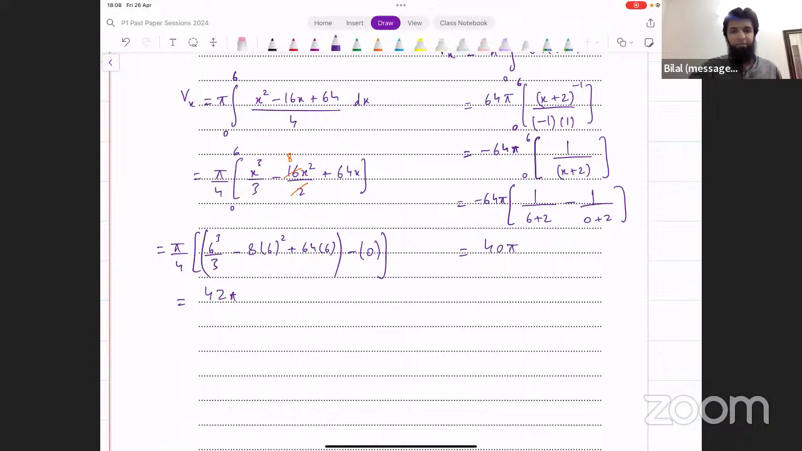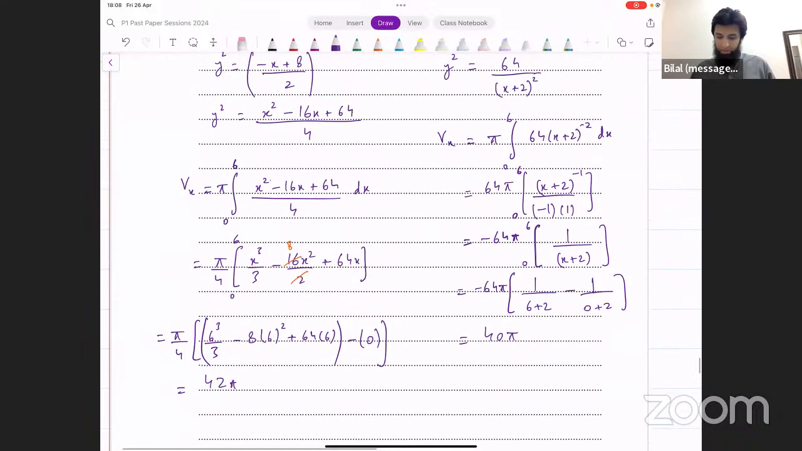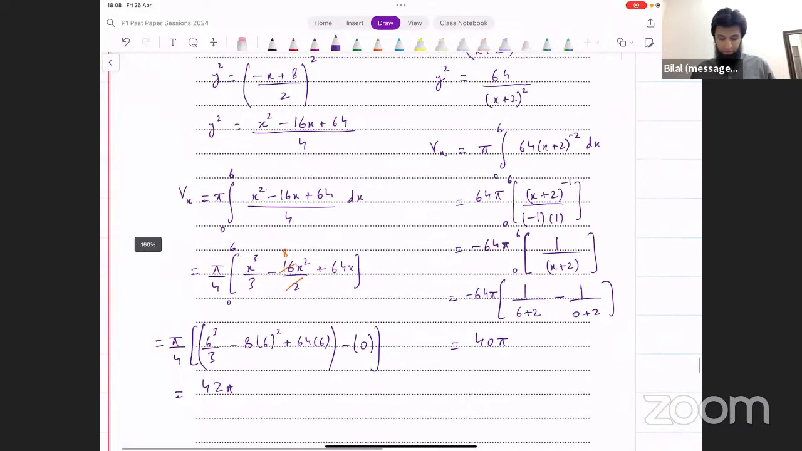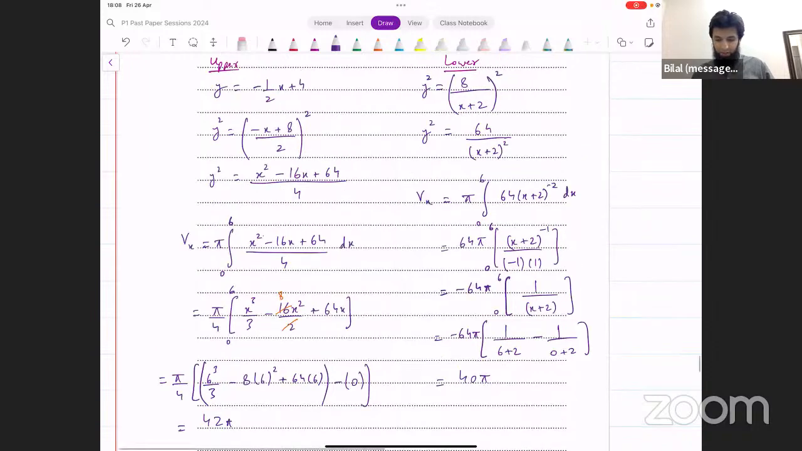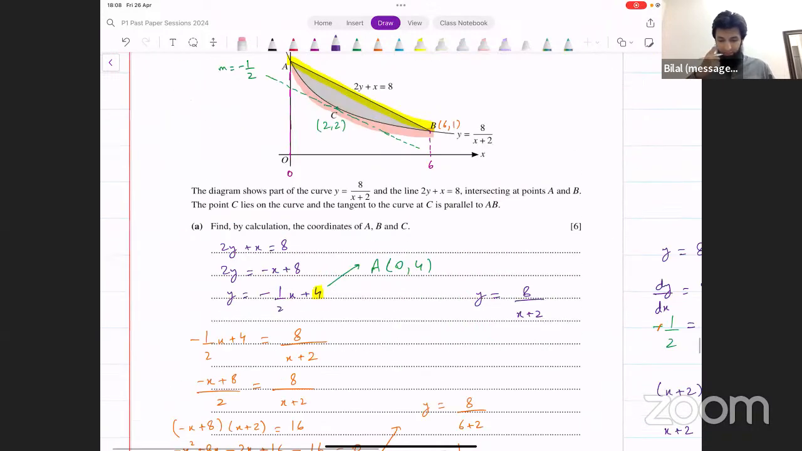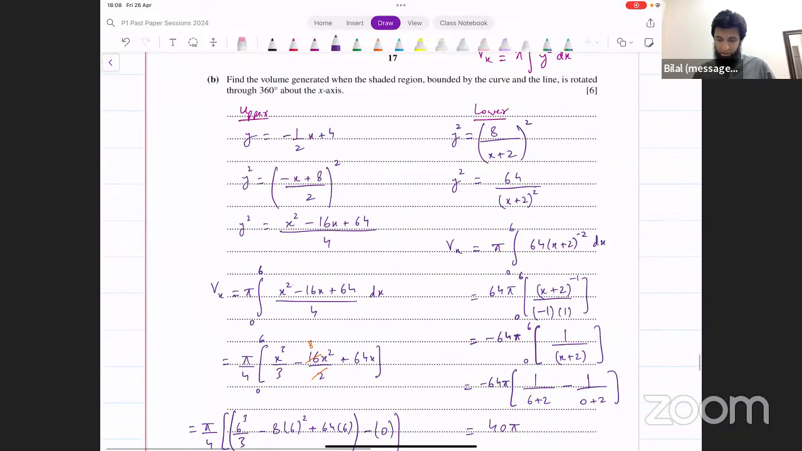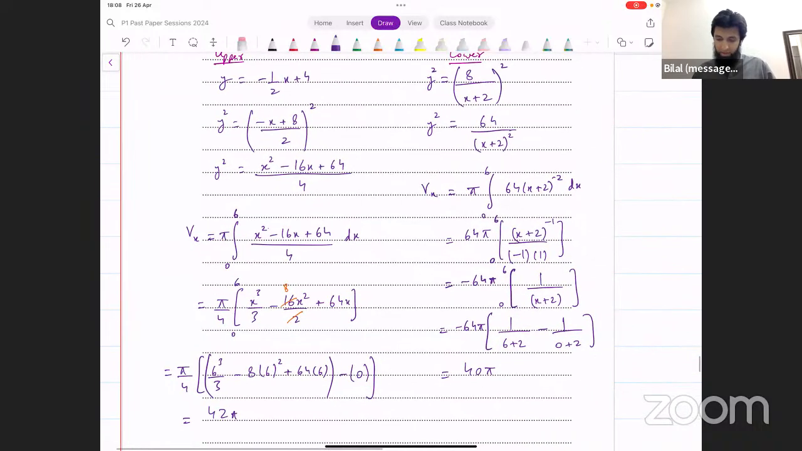Is that okay? Can somebody confirm this as well? Do we get 42 pi from the first one? You can actually just confirm the other one as well now. The first one is 42. What about the next one? Have we input the correct limits here? Yeah, we have. Let's just check the rest of the working as well.